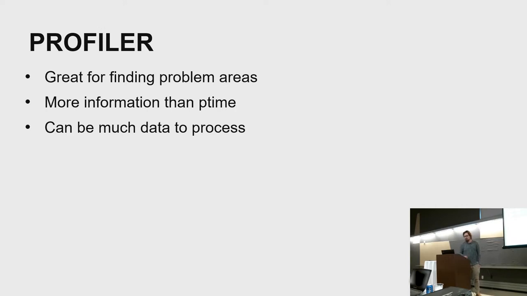So, profiler. The profiler is great for finding an area of slow code. I'm gonna show an example soon. It gives a lot more information than just a normal p-time or a p-trace, but it can be a lot of data to process. So I'm just gonna go ahead and show you an example of what it looks like with the profiler.